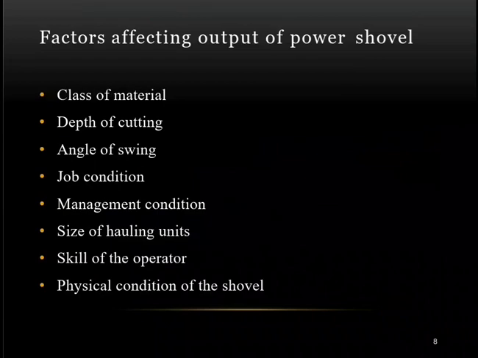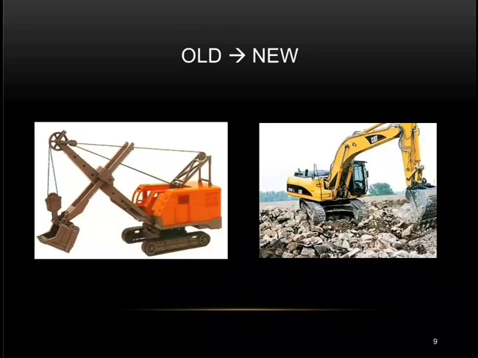Factors affecting output of a power shovel are class of material, depth of cutting, angle of swing, job condition, management condition, size of hauling unit, skill of the operator, and physical condition of the shovel. Here you can see the old one and the new one in the image. In the new one you can see the pulley and chain arrangement is totally removed and a pressing arrangement is there.